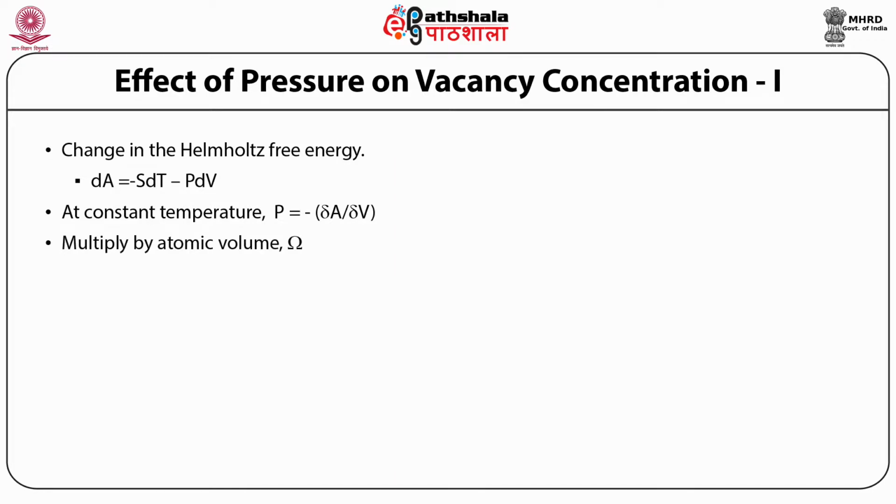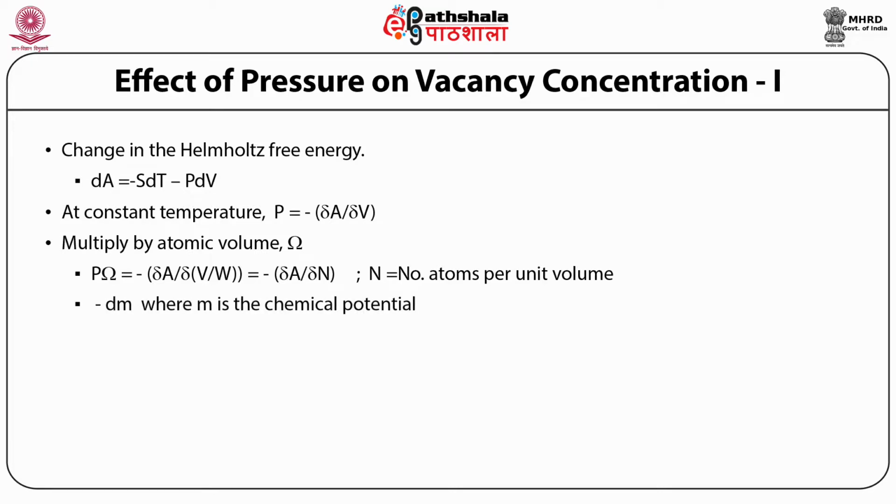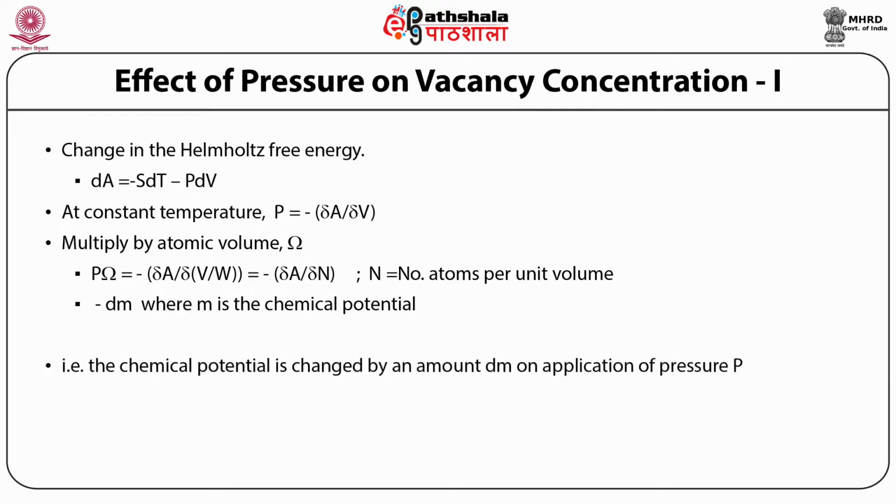Multiplying both sides by atomic volume omega, we get P omega is equal to minus delta A omega by delta V, and we get minus delta A by delta N, where N is the number of atoms in volume V. Thus, on application of pressure P, the free energy per atom, or the chemical potential mu, is decreased by an amount equal to P omega from the chemical potential over a stress-free surface mu naught, that is mu is equal to mu naught plus delta A by delta N, which is equal to mu naught minus P omega, or mu naught minus sigma omega. So we get delta mu is equal to minus sigma omega.